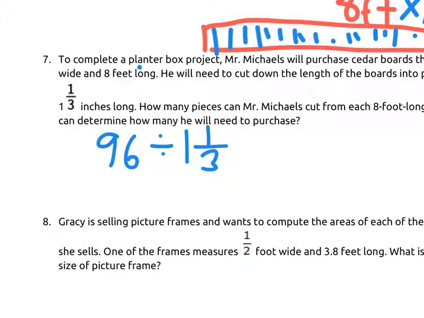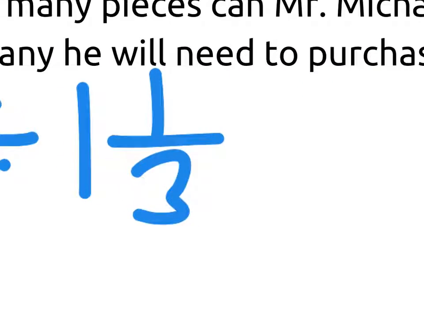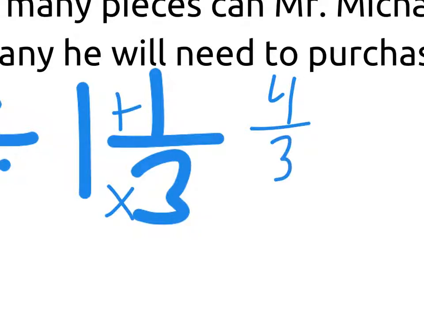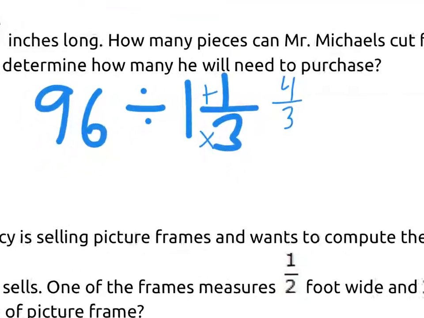You could probably round this to 1.3 repeating, or just 1.3 if you want to do decimal form. But for now, I'm going to keep it just like it is. First, I need to make this an improper fraction. So I do 3 times 1 plus 1. So I end up getting 4/3 here. So that's the fraction that I'm going to use for that.